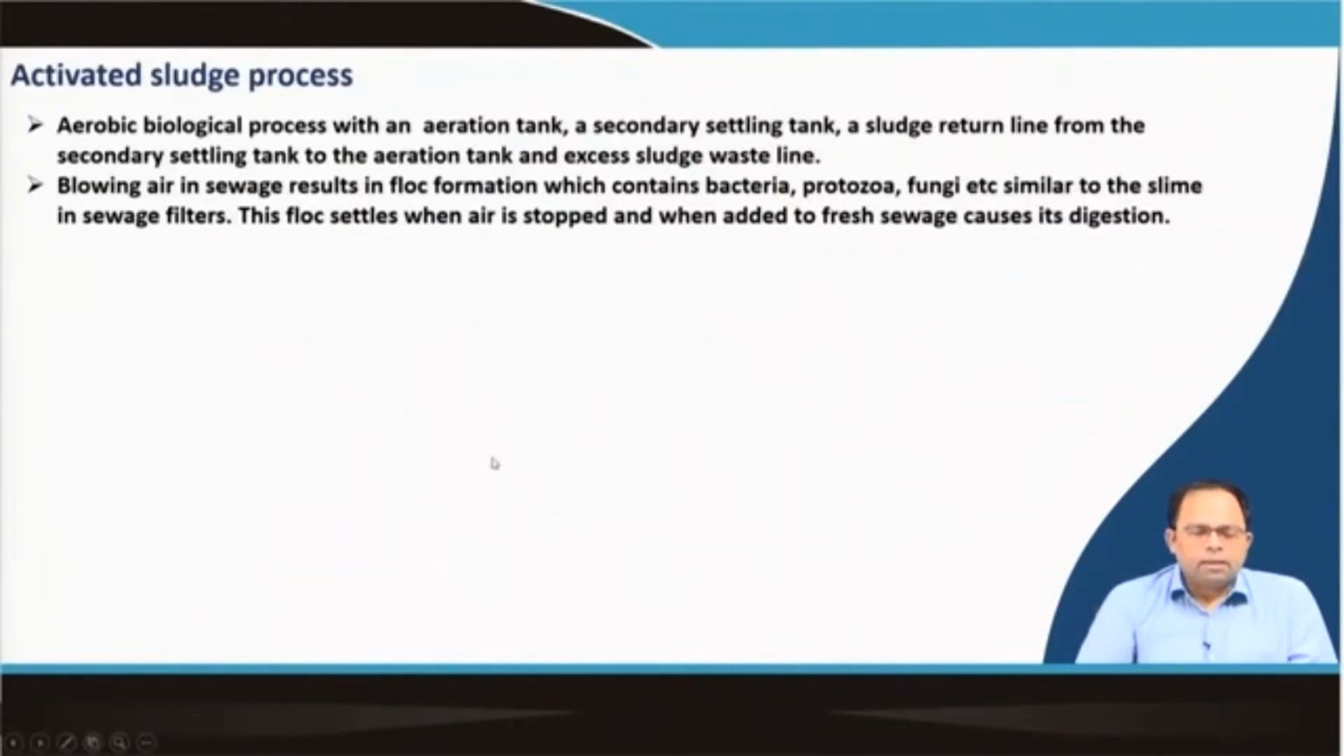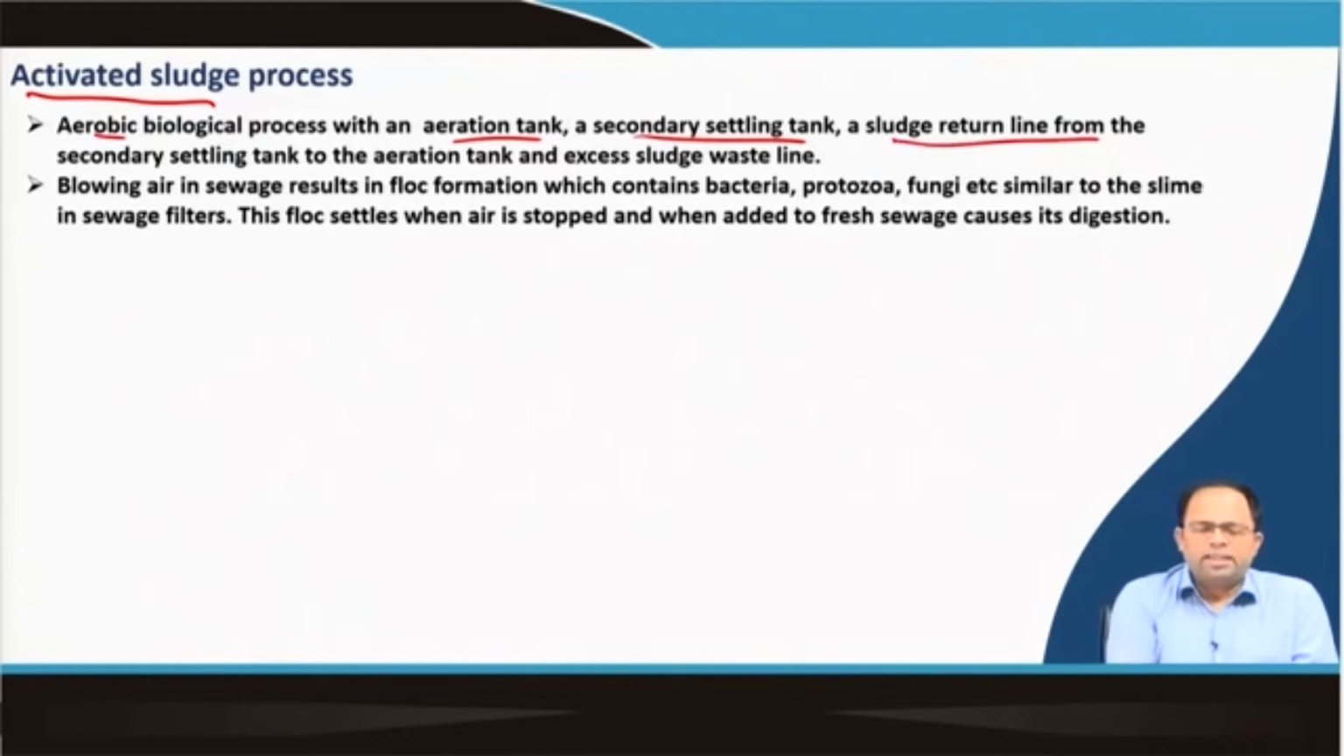Next, we will talk about the activated sludge process. In this particular process, as you know, we use activated sludge, that means some amount of sludge is recirculated, and that actually activates this settling process or this decomposition process. So, this is the aerobic process, and there is an aeration tank, and we use a secondary settling tank after this process. And a sludge return line is also there from the secondary settling tank to the aeration tank, and an excess sludge waste line is also there through which sludge is removed.